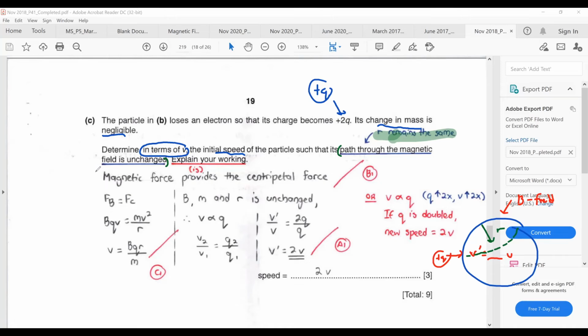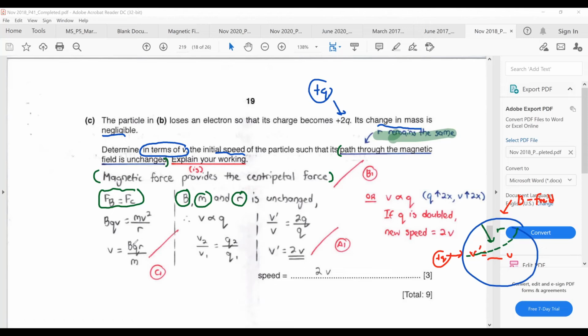When you're inside the magnetic field, your charged particle moves in a circle. Magnetic force provides centripetal force. Fp is equal to Fc. You get BQV equals mv squared over R. Then V is BQR over M. From what you can see here, there are a few things that are the same, constant between the two cases. You are moving through the same magnetic field, so B is the same. They told you the change in mass is negligible, so mass is the same. And then they specifically say the path in the magnetic field is unchanged, so R is unchanged.